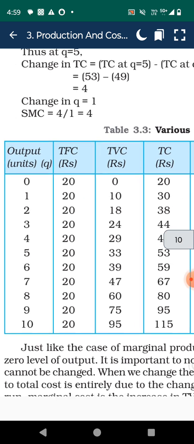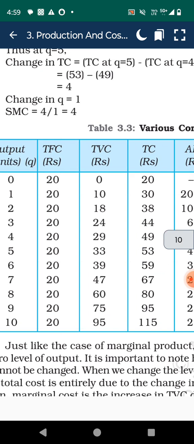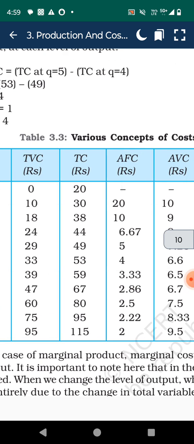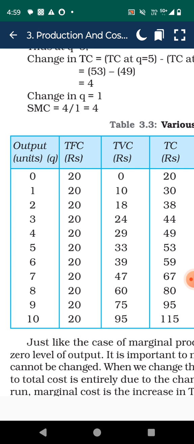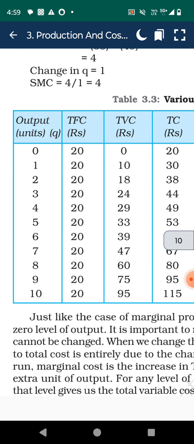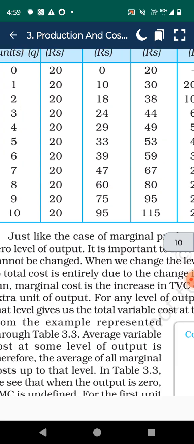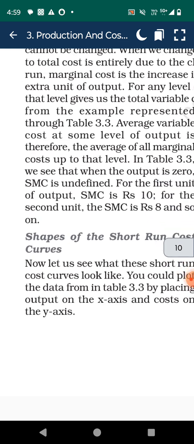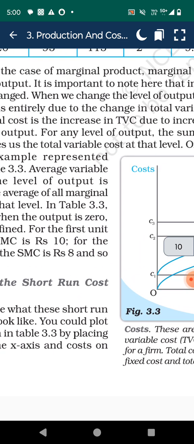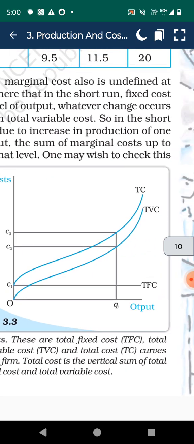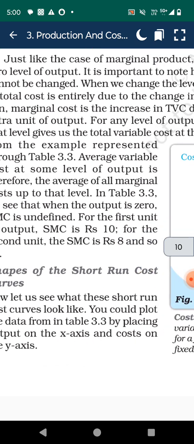Thus at Q equal to 5, change in total cost equals total cost at Q equal to 5 minus total cost at Q equal to 4, equal to 53 minus 49, equal to 4. Change in quantity is 1. Short-run marginal cost is 4 by 1 equal to 4. Just like the case of the marginal product, marginal cost is also undefined at zero level of output.